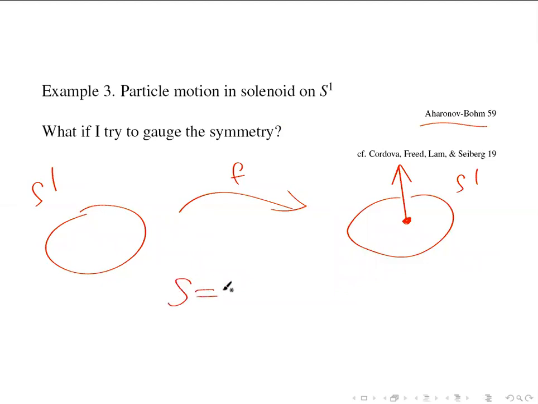You can make an action by taking any one form you like, omega-1 on a circle. You can pull it back along the map, and you can integrate it over the world line. So here's a topological action. How many of these actions are there? Well, it looks like there's a lot because there are a lot of one forms, but every one form on the circle is closed. If you take an exact one form, then it will give you an action of 0 because you're integrating over a closed manifold.